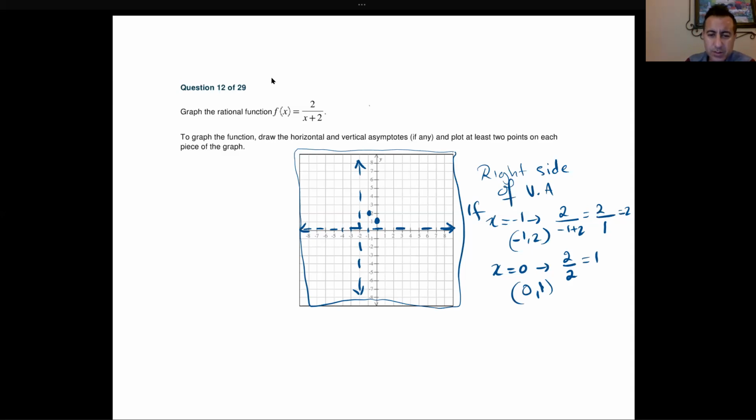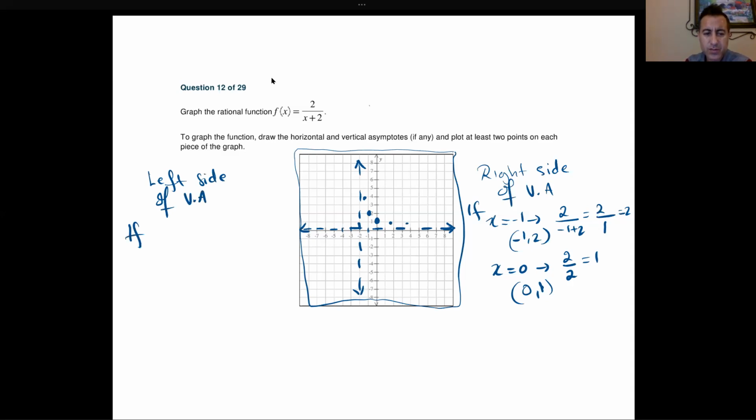So we can understand now, because this is an asymptote here, it's not going to cross it, it's going to go near it. Same thing here. So I can add more points, and they're going to show up something like this if you add more points, and they're going to give you the graph. So we do the same thing on the left. So let's try the left side of the vertical asymptote here.